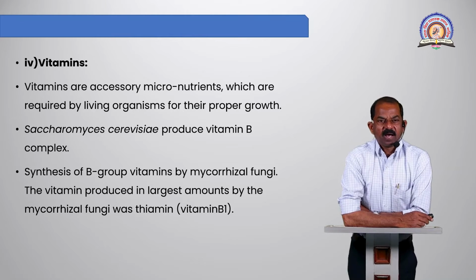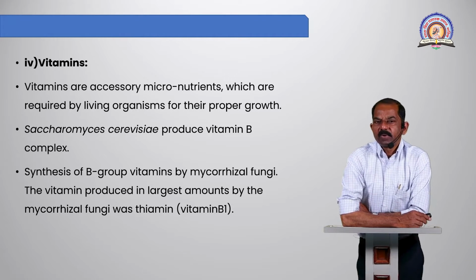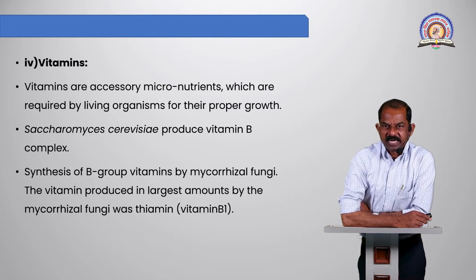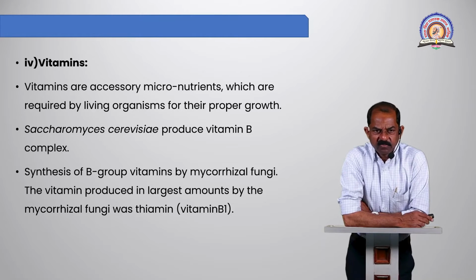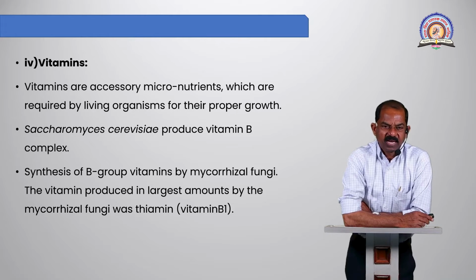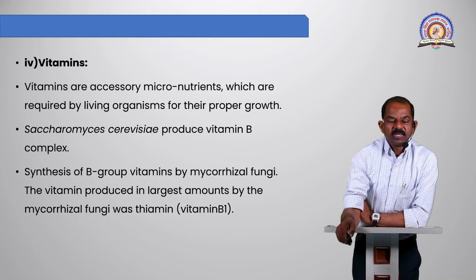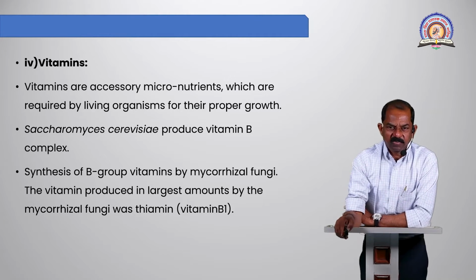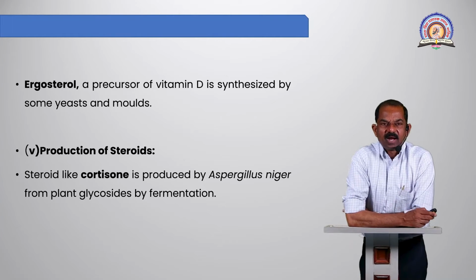The vitamins are accessory micronutrients which are required by living organisms for their proper growth. Saccharomyces cerevisiae, that is the yeast, produces the vitamin B complex. Mycorrhizal fungi synthesize B group vitamins, and a larger amount of vitamin B1, that is thiamine, is produced by them. Means with the help of fungi, we artificially obtain different vitamins.